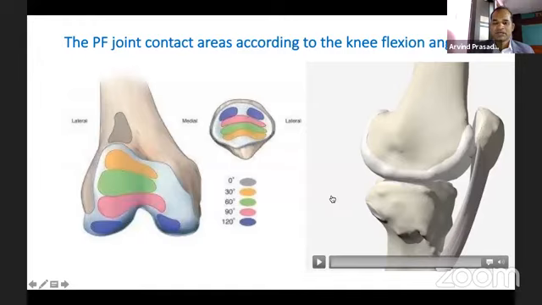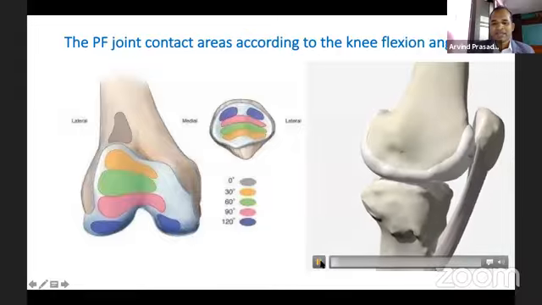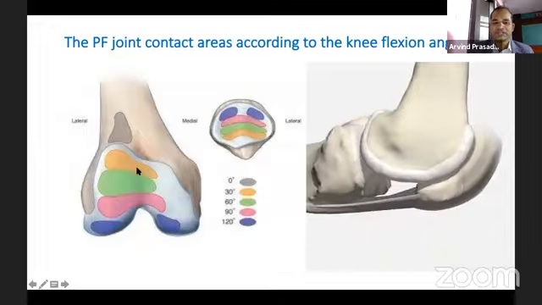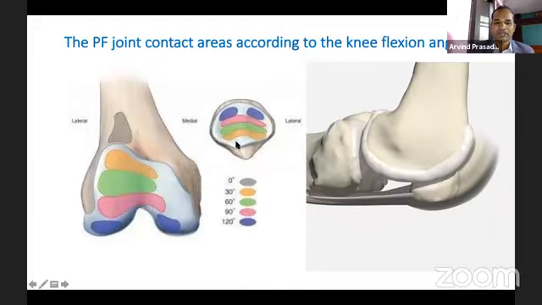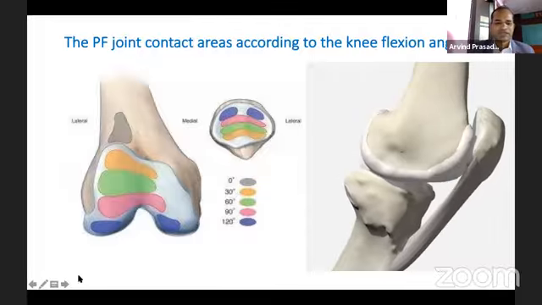In the articulation of the patella with the trochlea, in the initial phase it remains over the distal part of the femoral cortex. As the angle of flexion increases, the amount of contact also increases between the trochlea and the patella. At 90 degrees, there is the maximum amount of contact between the trochlea and patella, and after that there is again a decrease in the contact. So this is the maximum area where the patella and the femur are in contact.